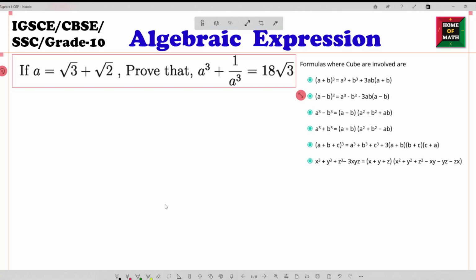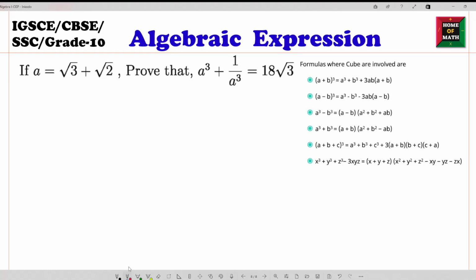Algebraic expression. In this video we are going to prove a cube plus 1 by a cube equals 18 root 3 by cubic formula. Let's start.